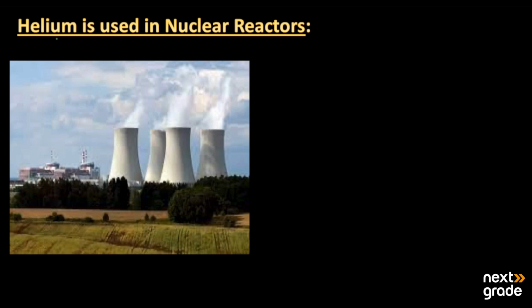The third use of helium gas, denoted as He, is in nuclear reactors. Now, what is the main purpose of helium gas in nuclear reactors? It basically works as a cooling gas, so it is used as a cooling medium for the nuclear reactors.